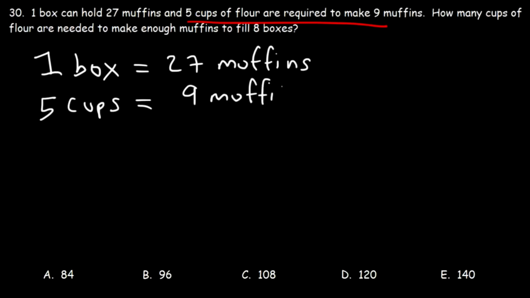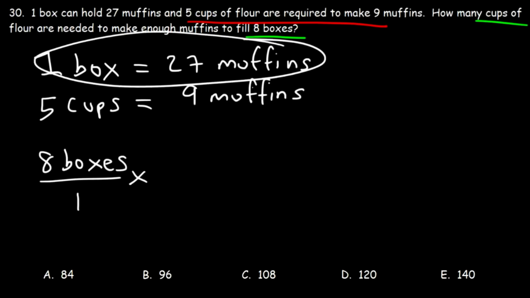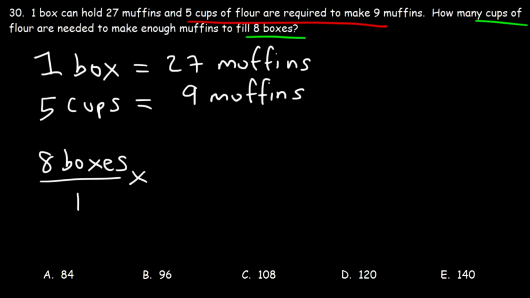The objective is listed at the end of the problem. How many cups of flour are needed to make enough muffins to fill 8 boxes? So we need to convert 8 boxes into cups of flour. So let's go ahead and do that. So let's start with 8 boxes over 1. Now we're going to convert boxes into muffins first using the first conversion factor, and then muffins into cups of flour using the second one.